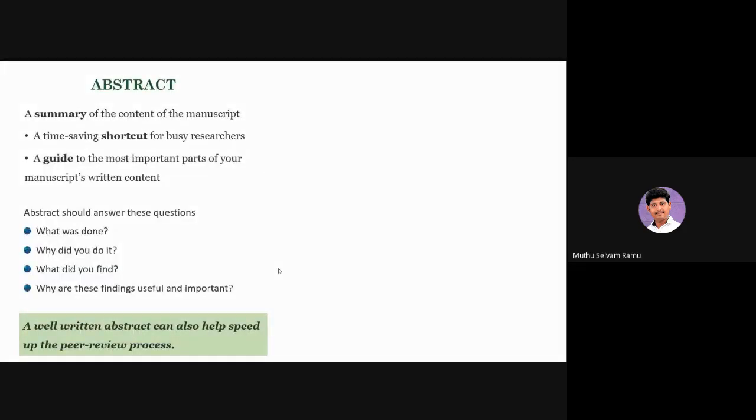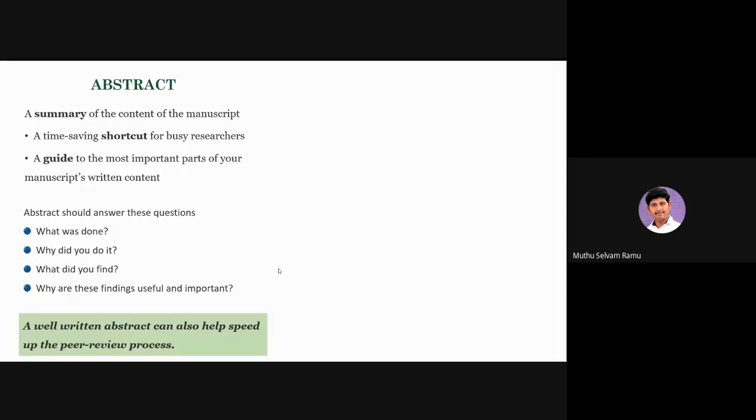Next slide. Next to the title is the abstract. So what does an abstract stand for? An abstract is a summary of the content of the manuscript. Whatever you have included in the manuscript from top to bottom, it has as concise content in the abstract. The need for the abstract is that it is a time-saving shortcut for a busy researcher, a busy reader, and it is a guide to the most important parts of the manuscript.